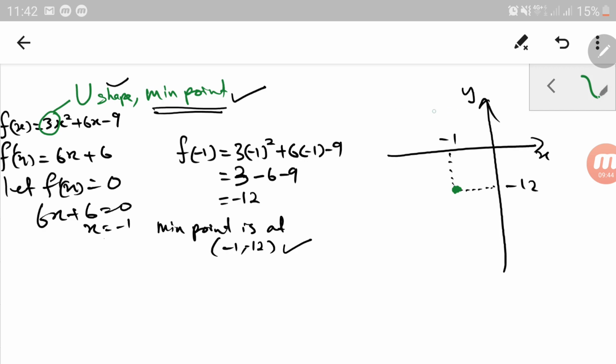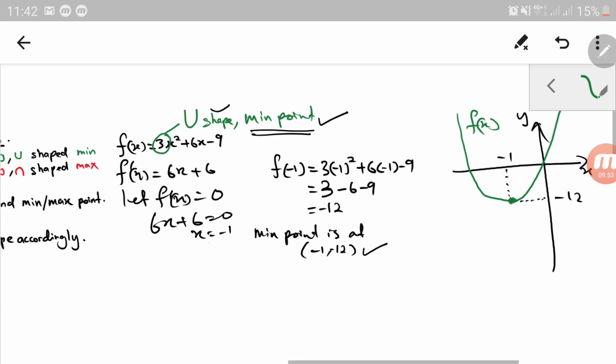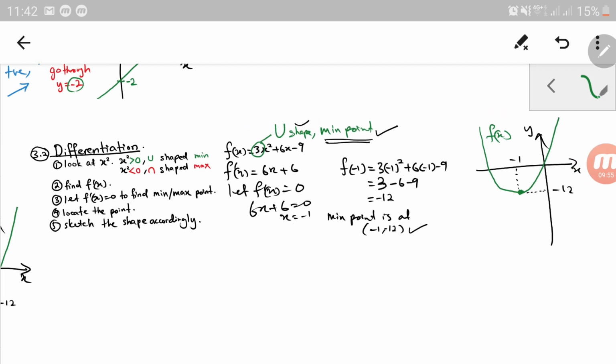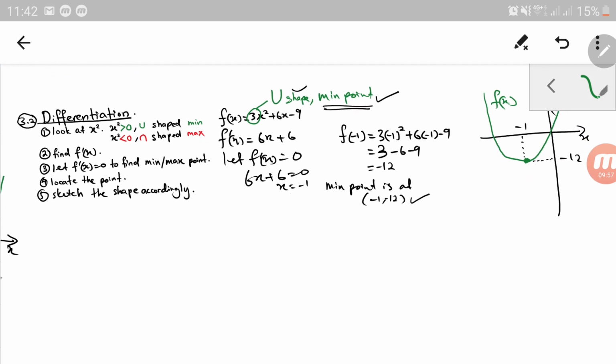This is the correct way. We know it's a U shape already, so it's just a U like that. Simple. Don't forget to label f(x). So I think that's all. Maybe I just zoom in and out for you to get the whole idea.